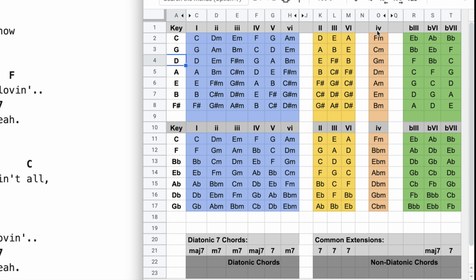And then the opposite of that, here's the 4 chord, but minor instead of major, which is why it's lowercase instead of uppercase. And then we've got these ones, flat 3, flat 6, flat 7. We're going to explore all of these in time, but it's nice to see those here.